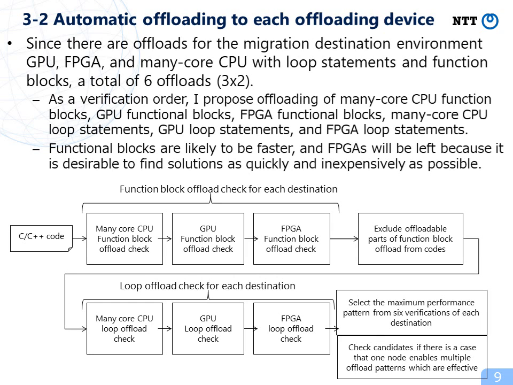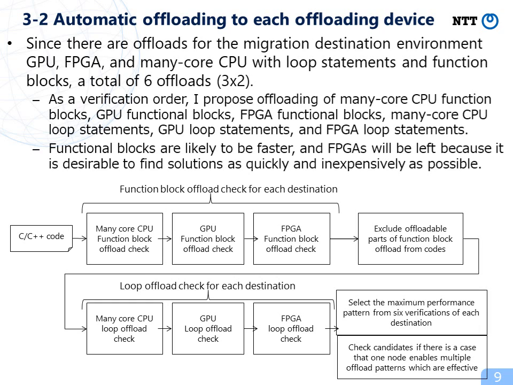3.2. Automatic offloading to each offloading device. Since there are offloads for the migration destination environment, GPU, FPGA, and many core CPU with loop statements and function blocks, there are a total of 6 offload patterns.